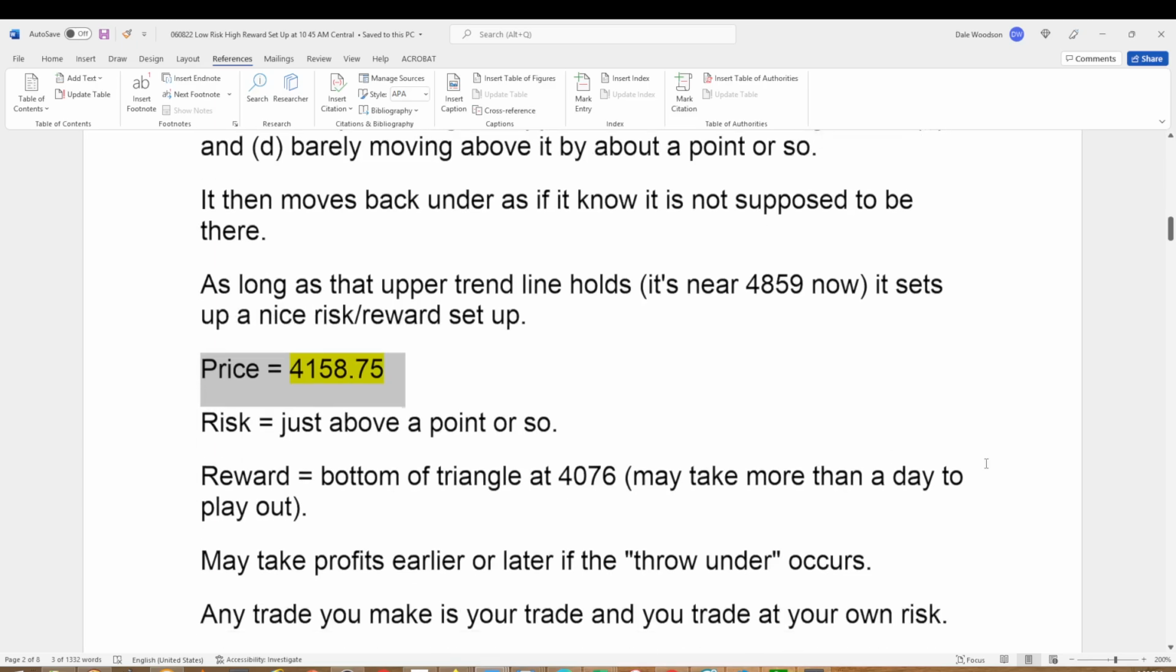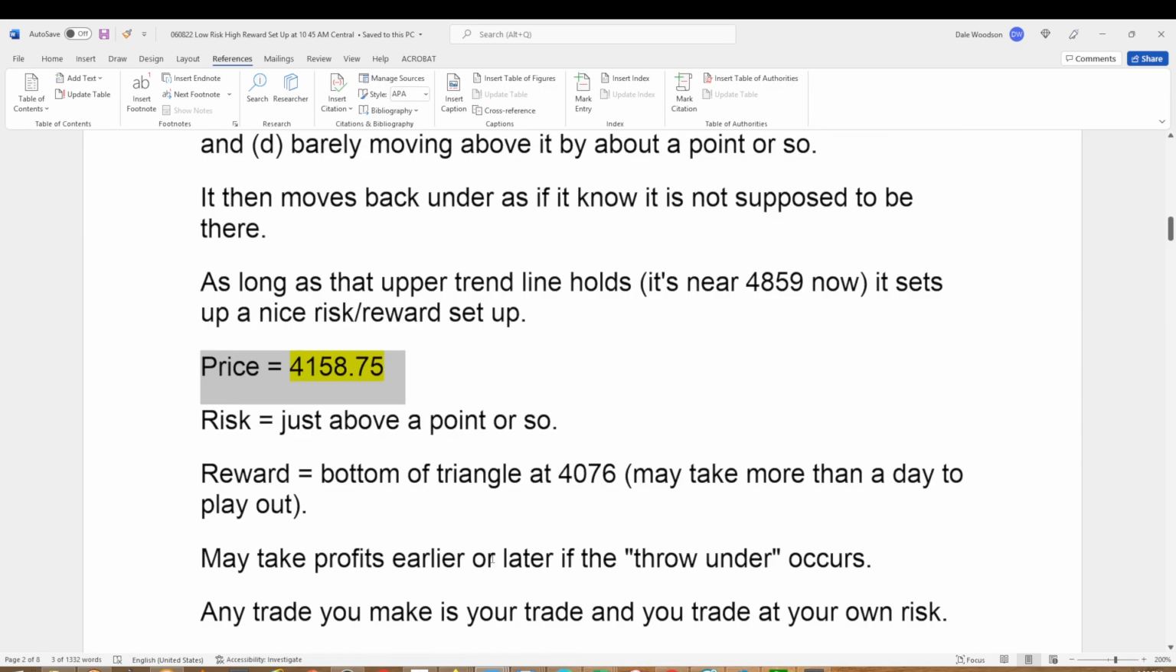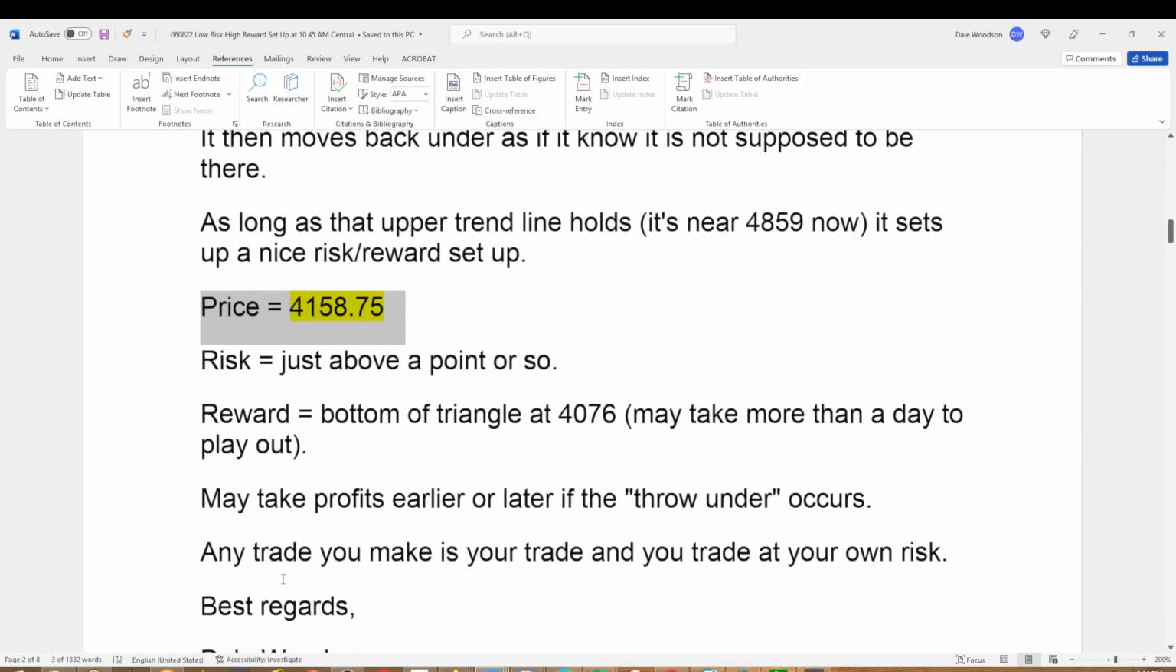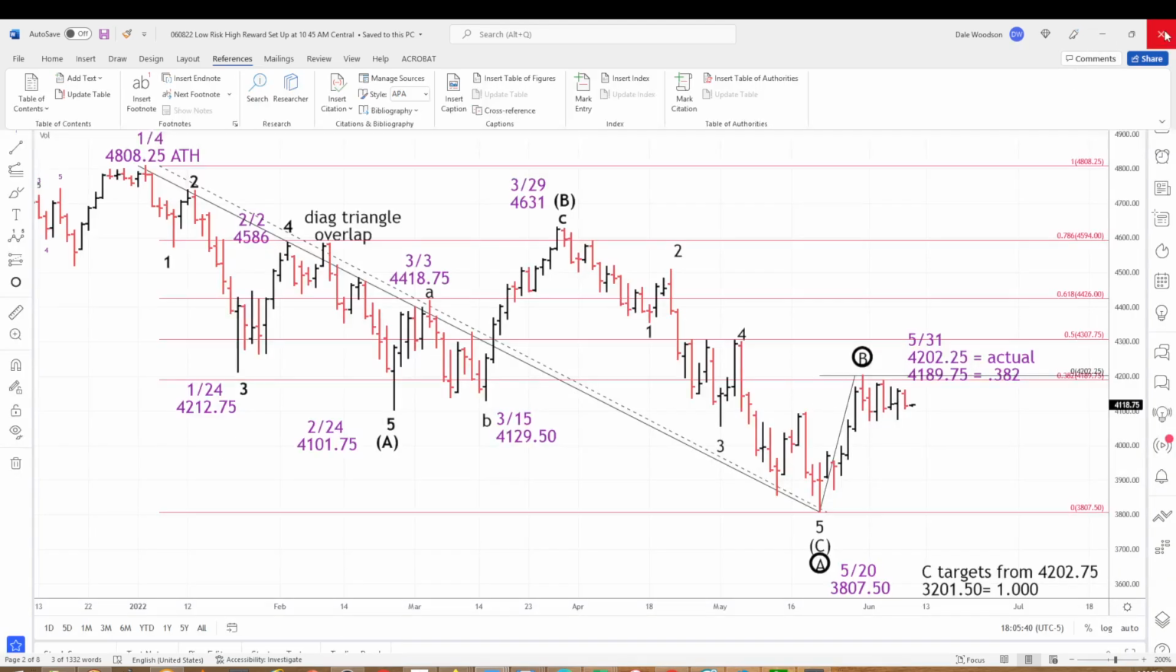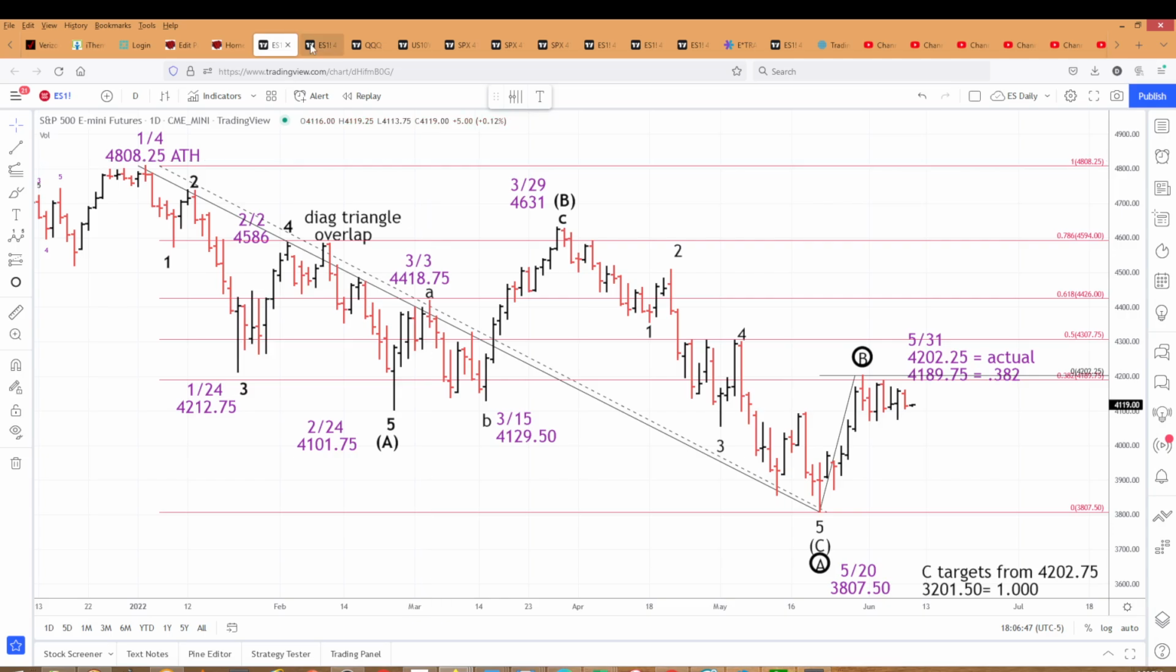Didn't expect that to happen today. You can take profits earlier or later if the throw under occurs. We'll get into that. Of course, any trade you make is your own trade, and you trade at your own risk. So without further ado, we'll get to that 10-minute chart here.